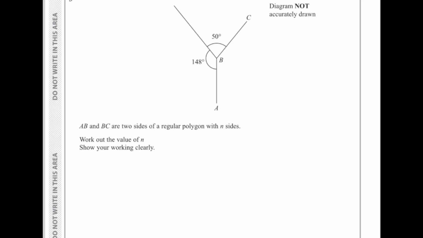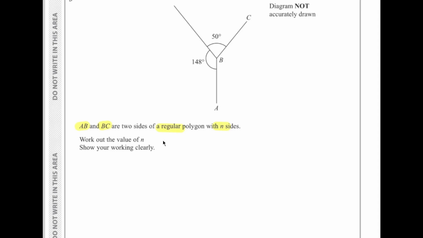Question 3 on polygons. Let's see how to do this question. AB and BC are two sides of a regular polygon. So the polygon is regular. Sides are AB and BC, and with n sides, we need to get what n is. You have to get the number of sides of this polygon.